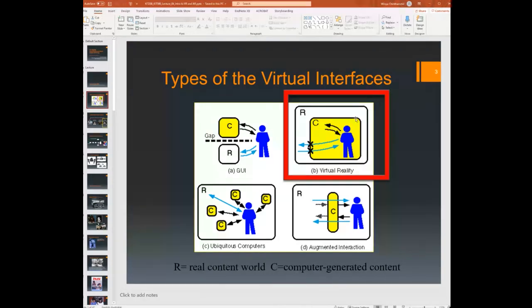Can I double check quickly? Can you see my mouse moving? I think you have, right? Yep. Okay. Thank you.